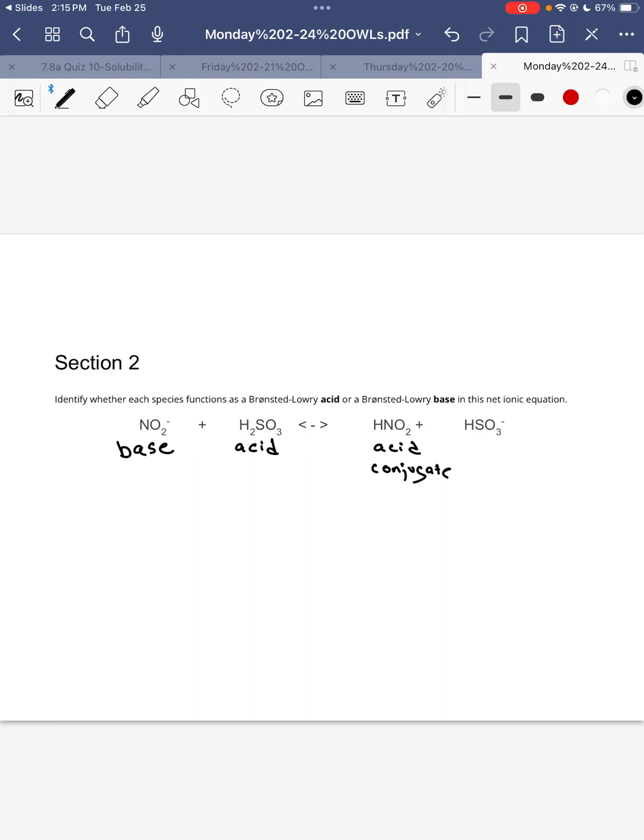And H2SO3 gives away one of its H's and becomes HSO3, which acts as a conjugate base. This is really an amphoteric species because it could accept another H and become H2SO3, or it could give away another H and become SO3 2 minus. Either of those are going to work, and that's kind of the definition of amphoteric species.